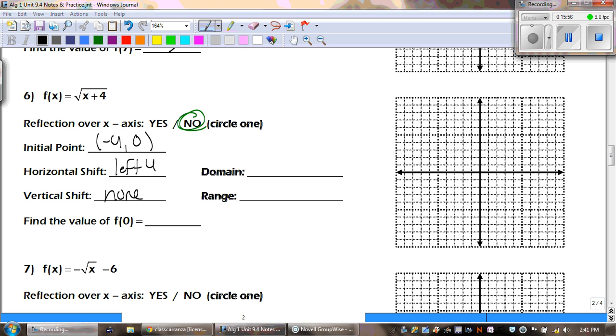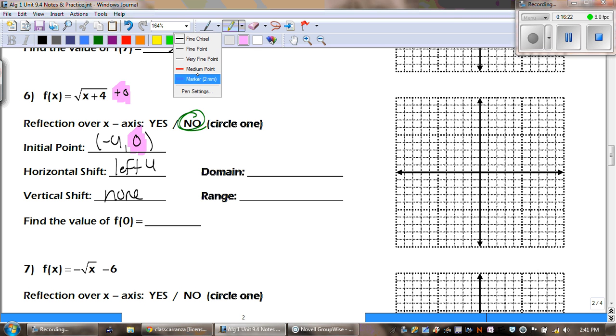Okay, that's going to be the first information that I give you. You might be like, Mr. Grice, how do we know that it was negative 4, 0? There's nothing behind the square root. We're really adding 0. So that's how we know that that's 0. Actually, I should highlight that in pink because that's what we did for that point. Anyways, let's go ahead and graph.